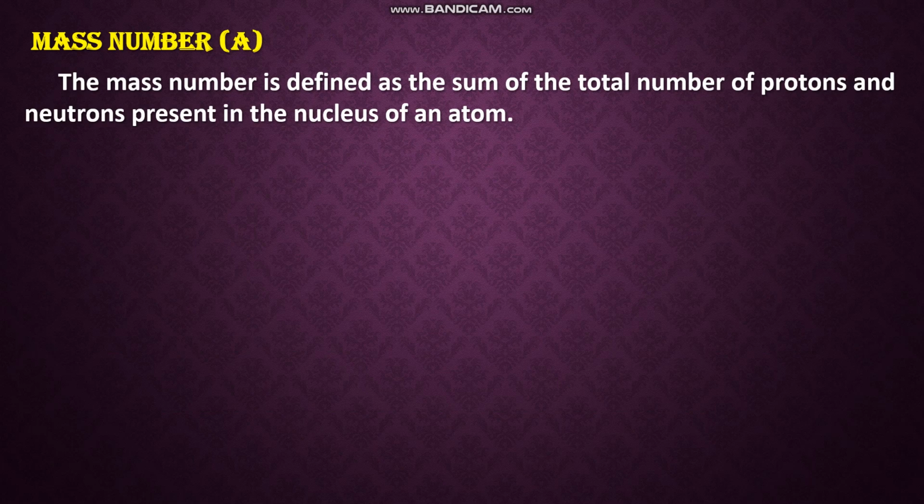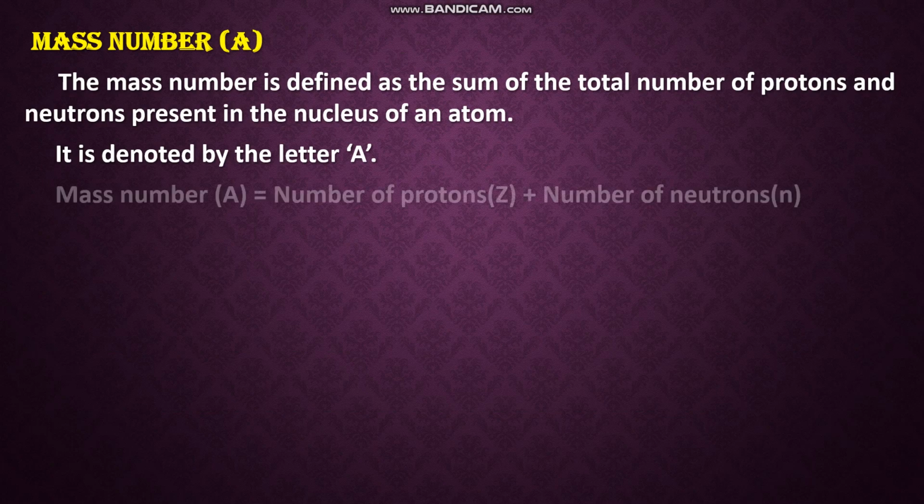And these particles together, they are also called nucleons. Which particles? Protons and neutrons together, they are called nucleons. So, the sum of the total number of protons and neutrons present in the nucleus of an atom is called mass number. It is denoted by the letter A. So, we can write mass number is equal to number of protons plus number of neutrons. A is equal to Z plus N.